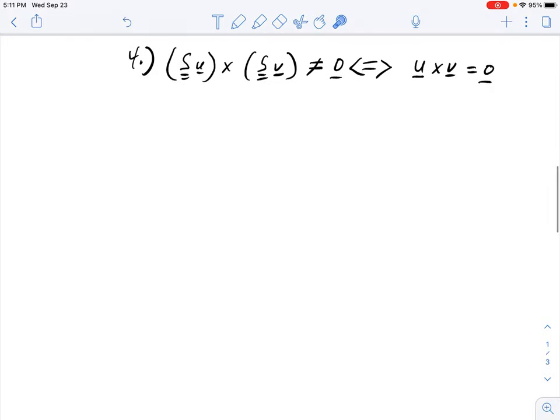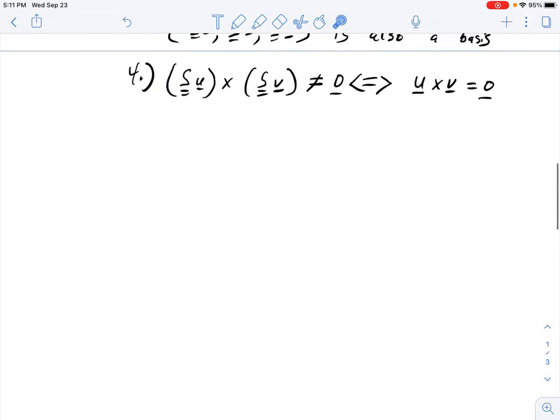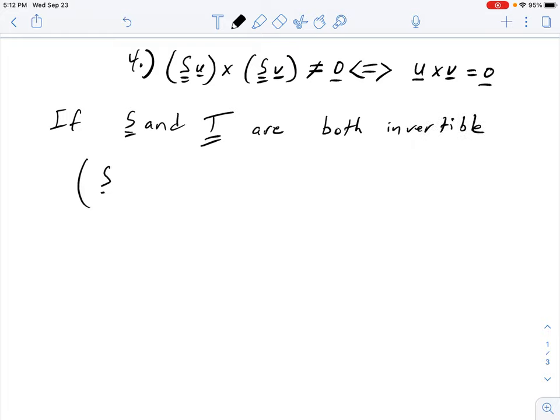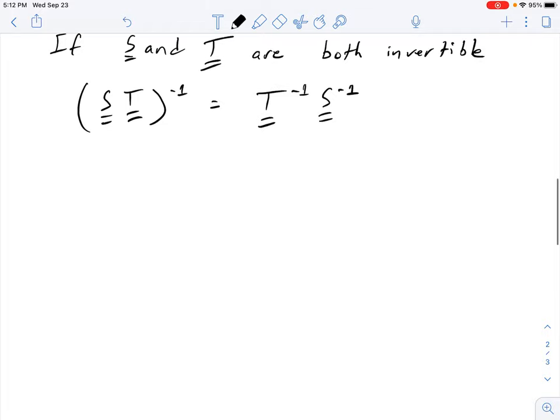If two tensors are both invertible, then we have the usual relationship between the inverse of their product and the product of their inverses, which you would have seen from matrix algebra. It'll end up being the same formula. So the inverse of S times T is equal to T inverse times S inverse. And we can show that by just multiplying them together.